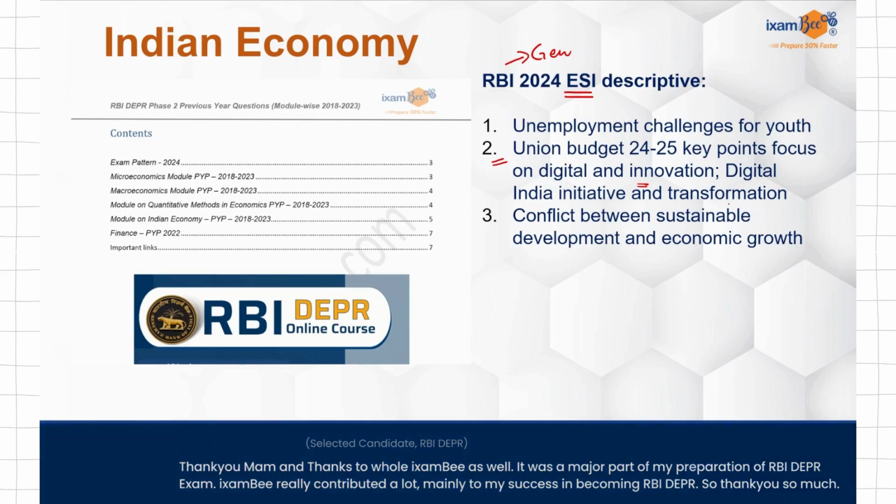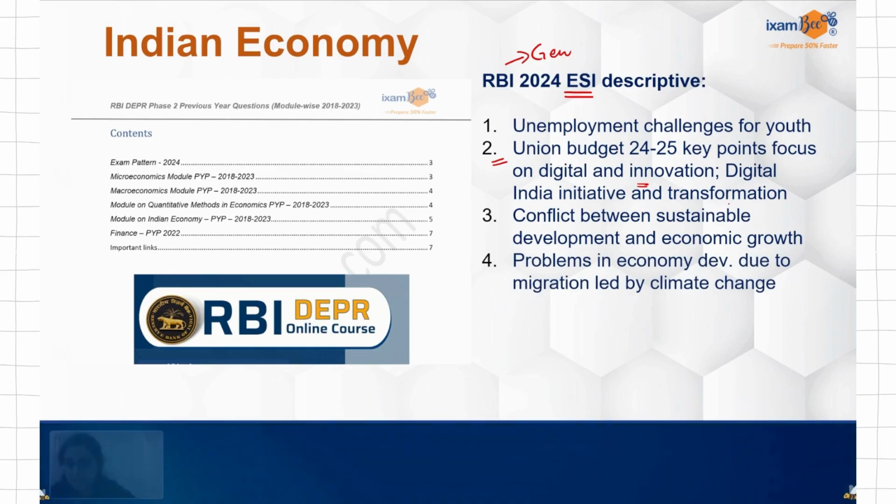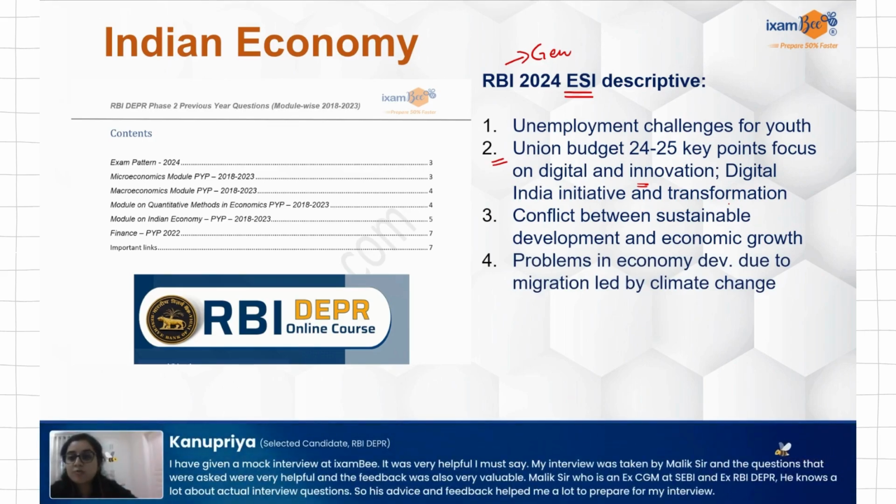Next question was also related to the conflict between sustainable development and economic growth. So we've been talking about SDG, right? But how it has actually happened and what has been the conflict between sustainable growth and economic development. Another question was related to climate change led migration and how it has caused problems in economic development.